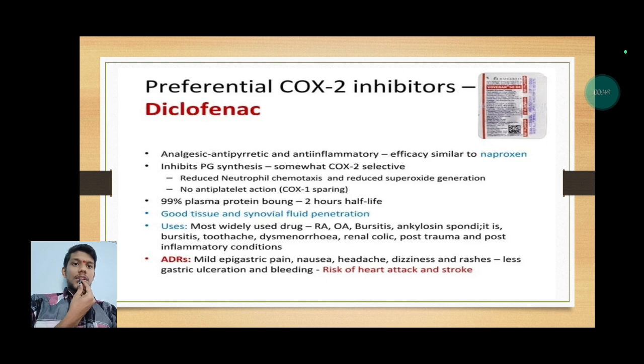Diclofenac acts by reducing neutrophil chemotaxis and reducing superoxide generation. There is no antiplatelet reaction. 99% of the drug is bound to plasma protein, and the half-life is about 2 hours. Its tissue penetrability and synovial fluid penetration are good, so it is stored in the joints and relieves joint pain for a longer duration.